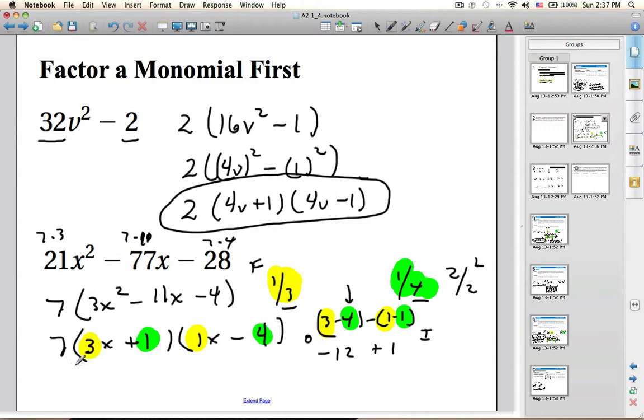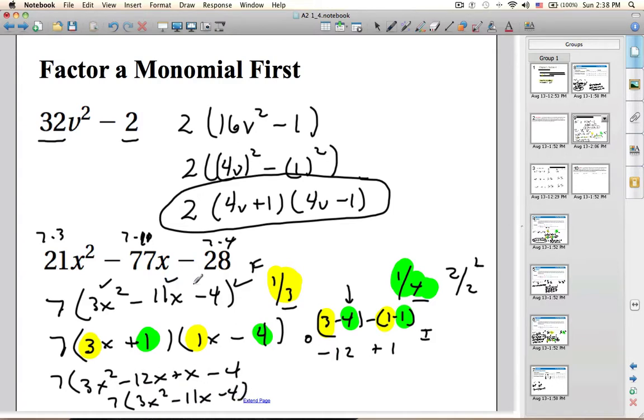If I want to check this out, I could have 3x times x is 3x squared. Okay, that's the right first. I have 3x times minus 4, that's minus 12x. I have 1 times x, that's plus 1x. And I have 1 times negative 4, that's minus 4. That's the correct last. And when I combine my middle terms, 3x squared minus 11x minus 4, the minus 11, that checks. So this was a correct factorization.